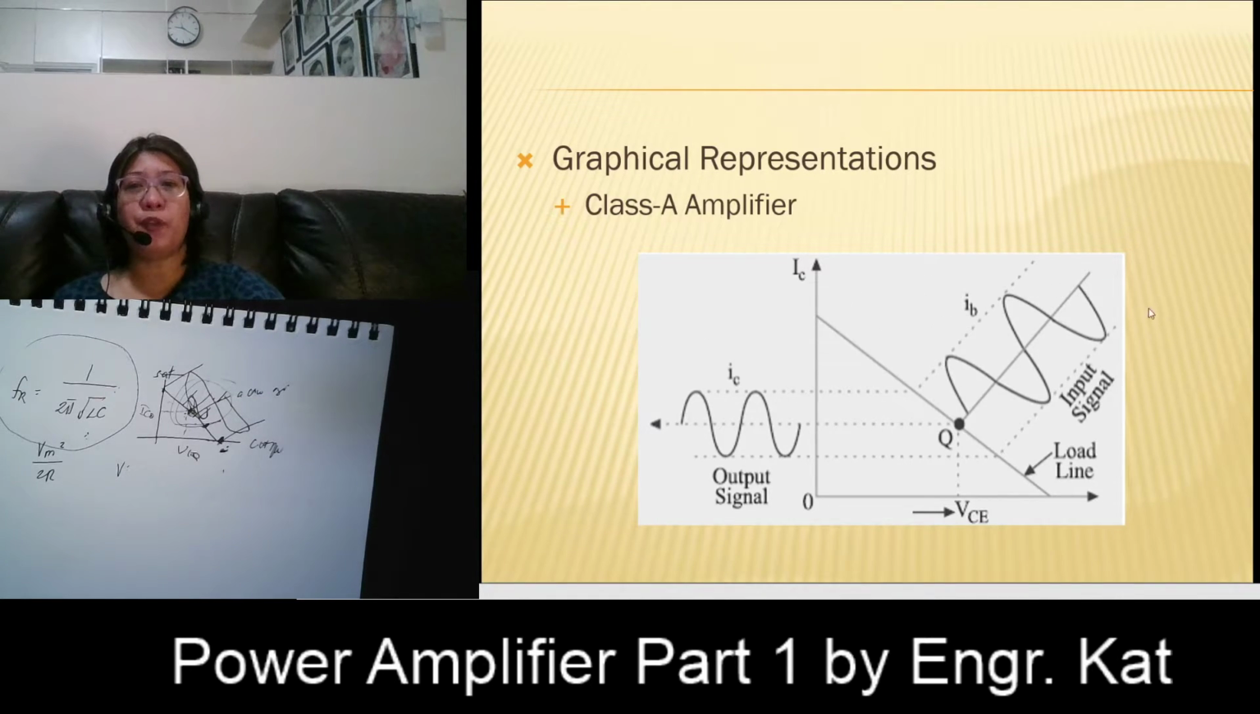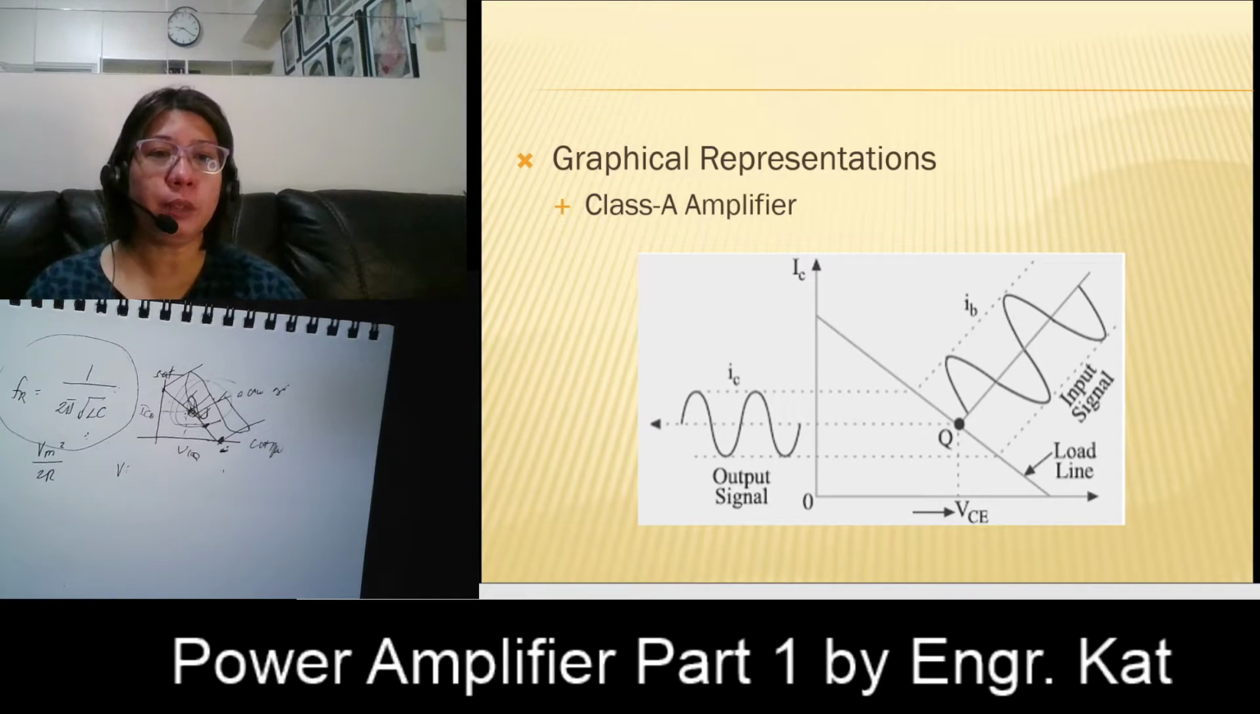Okay, so this is your graphical representation for Class A. As I've mentioned earlier, your Q point is located at the center. If we place here an input signal, for the positive half, we have here your output. For the negative half, we still have here your output. So this is your output signal. We have an output for the entire 360 degrees of your input signal.